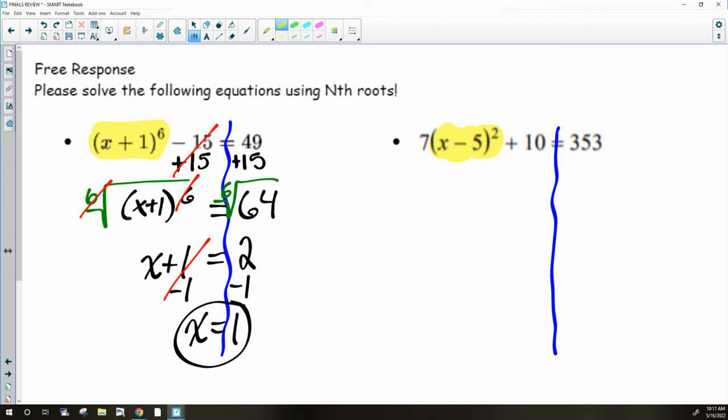The 7 and the 10. The 10, because we need this to be by itself before we can use a root on both sides. Just like over here, we needed this by itself first, so we added 15. So it's minus 10 on both sides. Subtract 10 on both sides, and the 10s are gone on the left side.